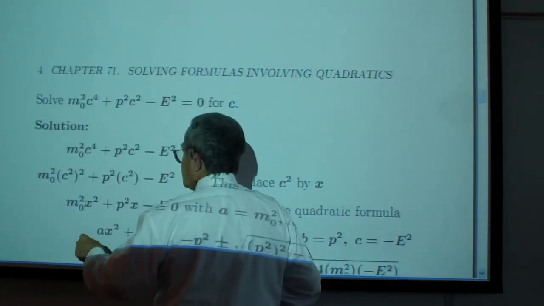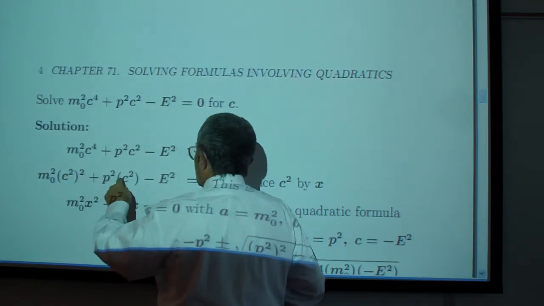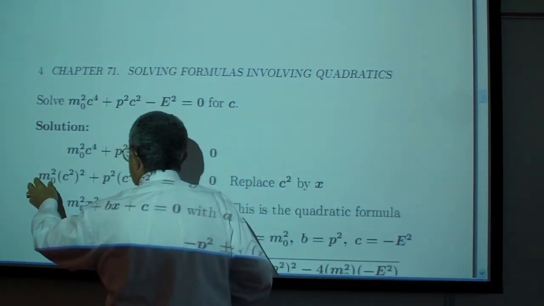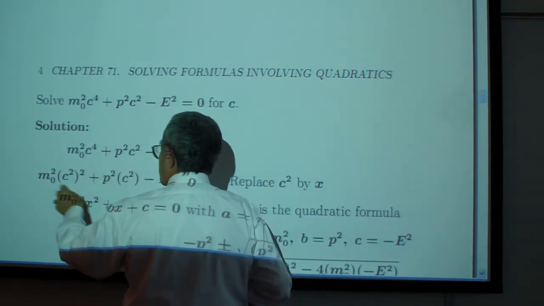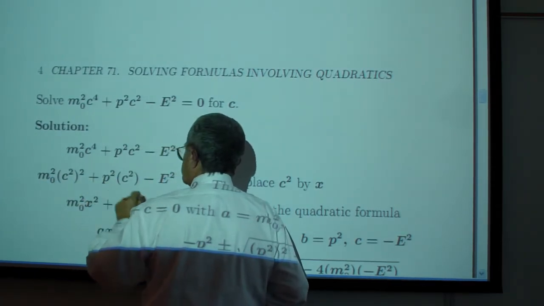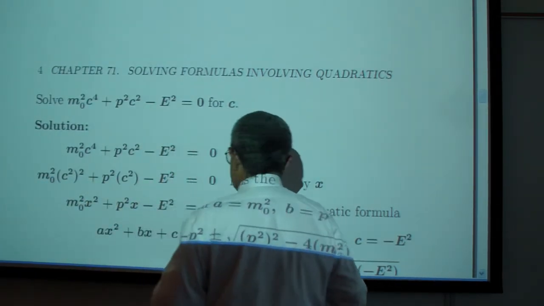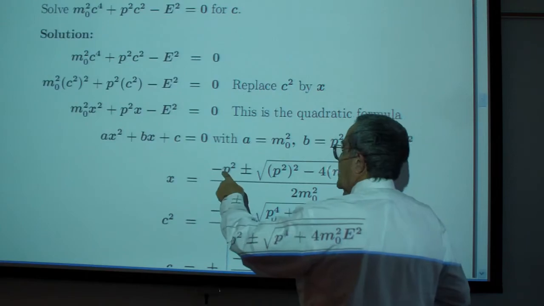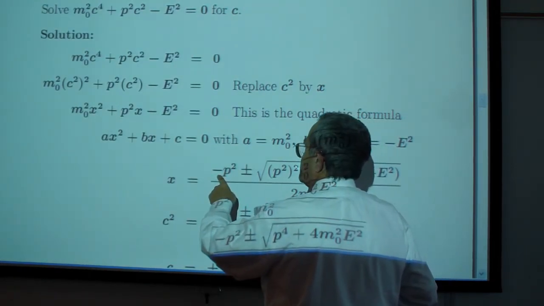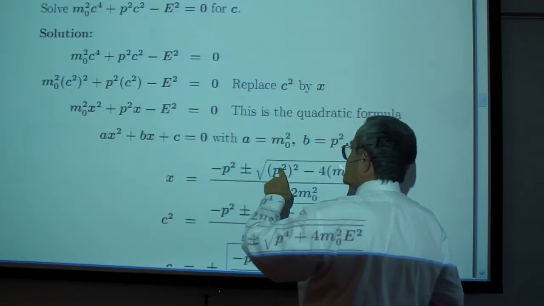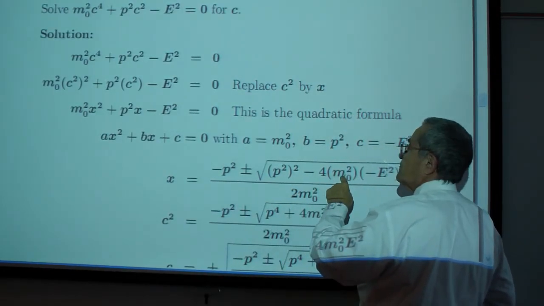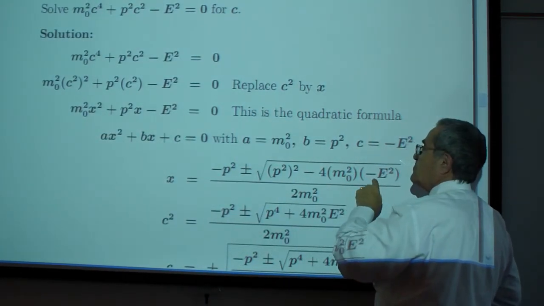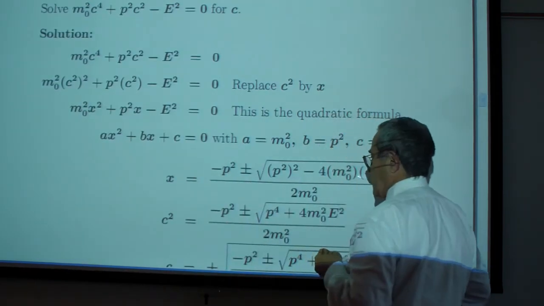Oh, this looks like quantity squared, quantity, and a constant which is equal to 0. So this is a. This is b. A is m sub 0 squared, b is p squared, and c is minus e squared. In the quadratic formula, we plug in. We have negative b, which means negative p squared, plus or minus p squared, quantity squared, minus 4 times a, where a is m sub 0 squared, times c, which is negative e squared.